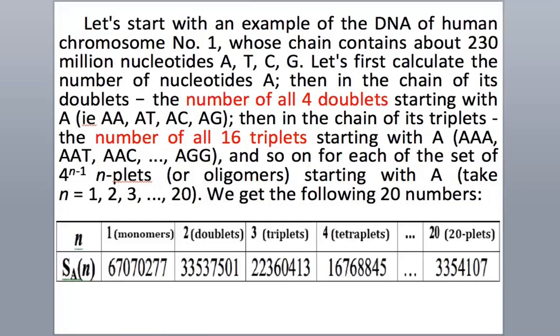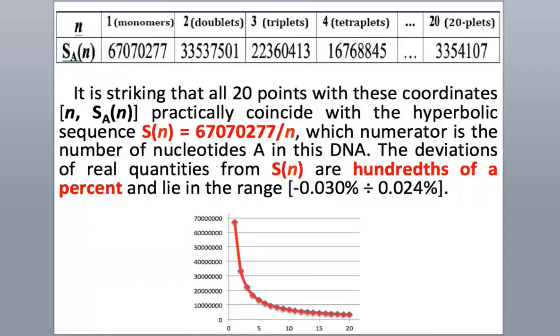And so on for each of the sets of 4 to the power n minus 1 n-plets, or oligomers, starting with A. Take here n equal to 1, 2, 3, up to 20. We get the following 20 numbers. It is striking that all 20 points with these coordinates practically coincide with the hyperbolic sequence shown here, whose numerator is the number of nucleotides A in this DNA.